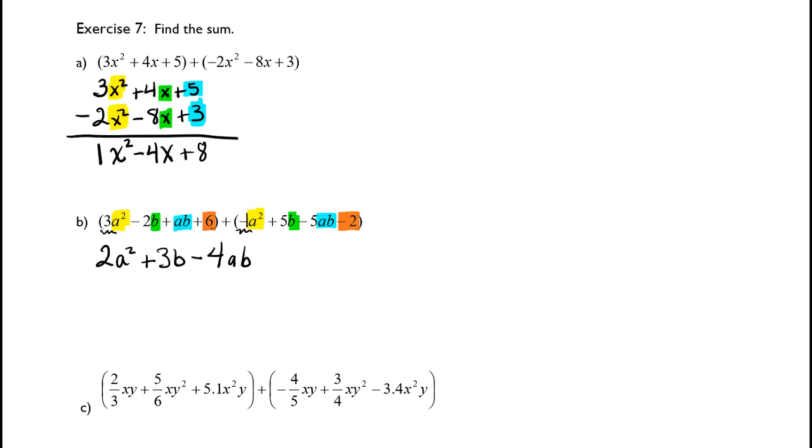I have a 6 minus 2, which will give me a positive 4. Color coding wise, I have an a squared, I have a b, I have an ab, and I have a term with just numbers in it. And I'm done.